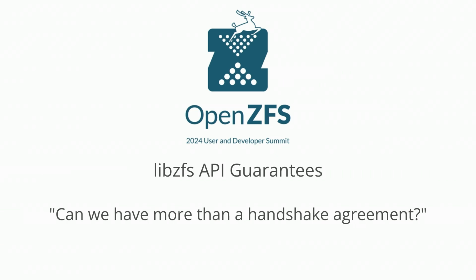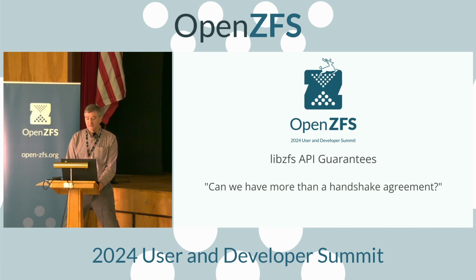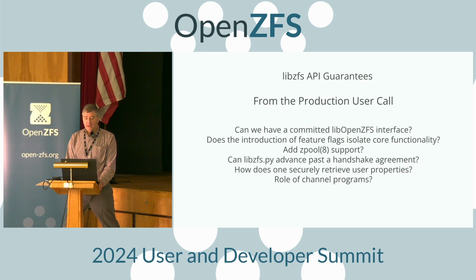There has been, and I actually don't know the origin of it, various forms of libzfs APIs. I believe the Python folks and middleware folks are to be thanked for that. And from the calls, the broad question is, can we have a committed interface? And we are not aware of, say, would new feature flags greatly complicate any stable interface?